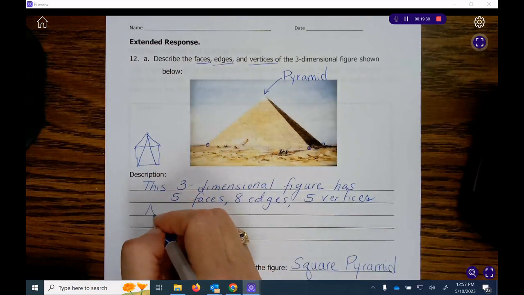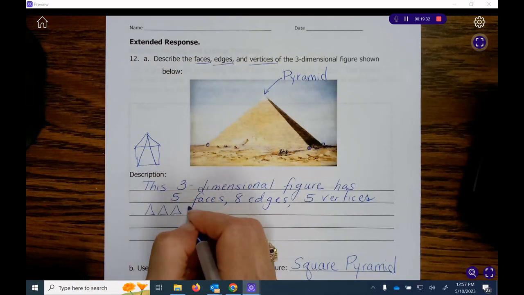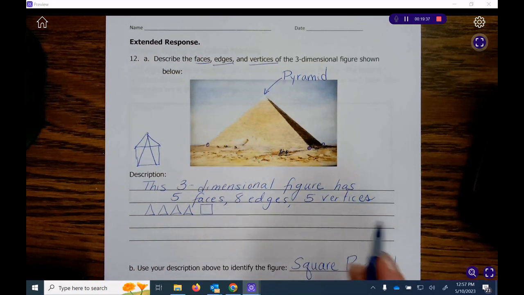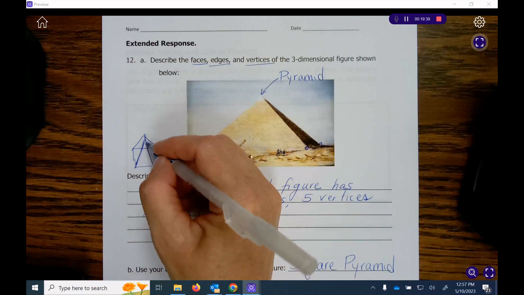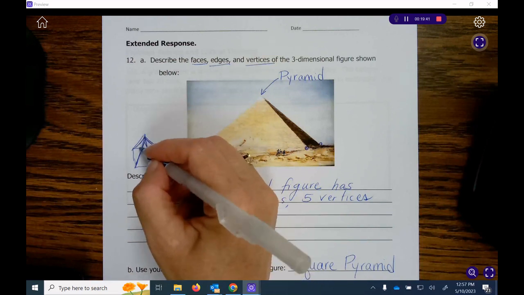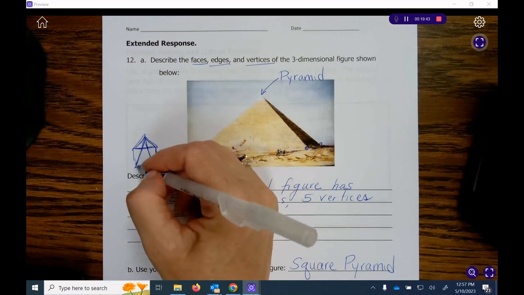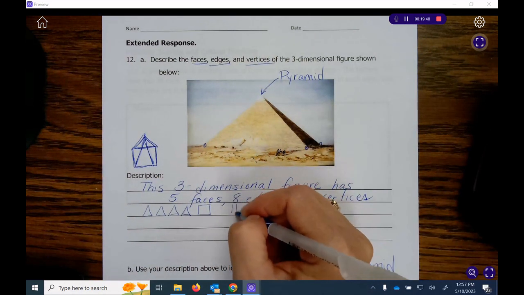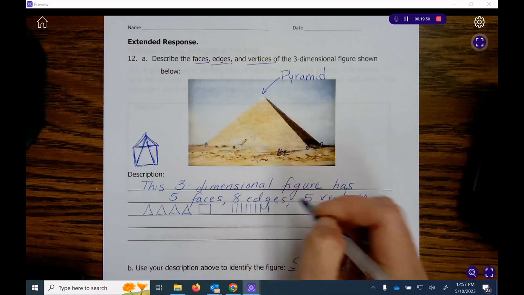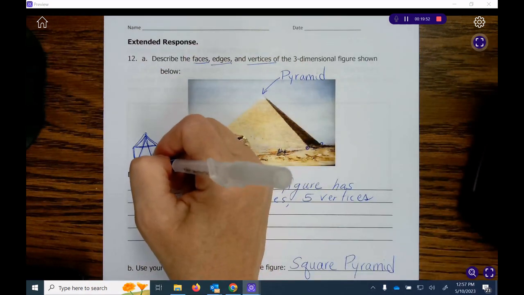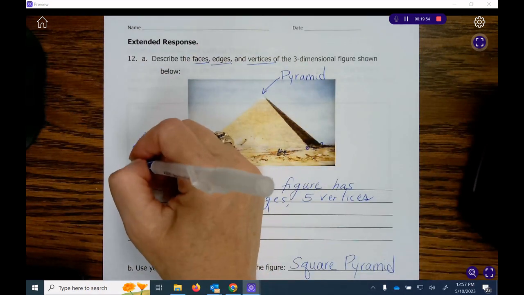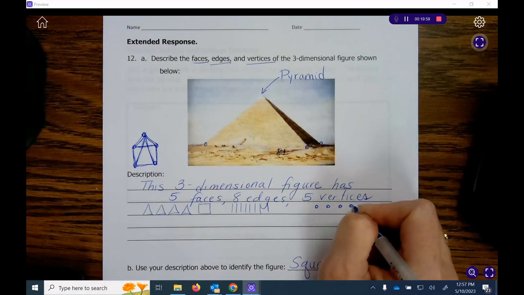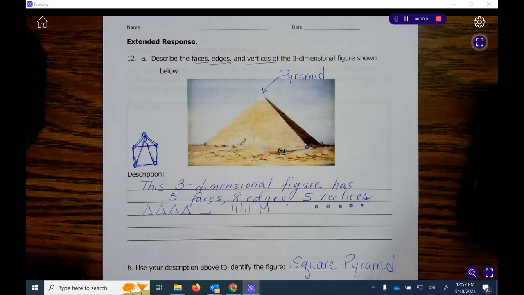So it would be 1, 2, 3, 4 triangles, and then a base that's a square. The edges, 1, 2, 3, 4, 5, 6, 7, 8. And the vertices, 1, 2, 3, 4, 5, because it comes to a point.